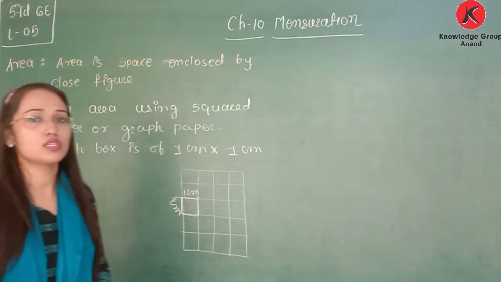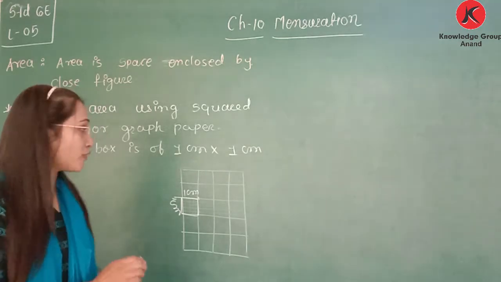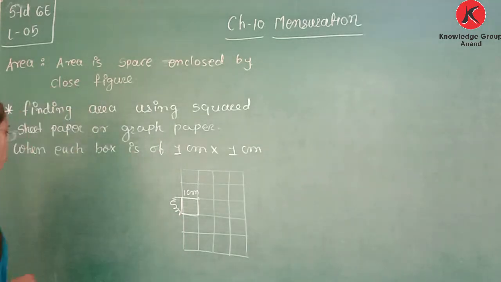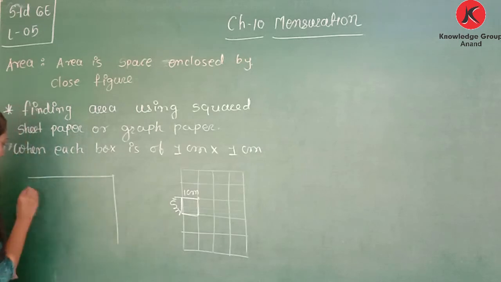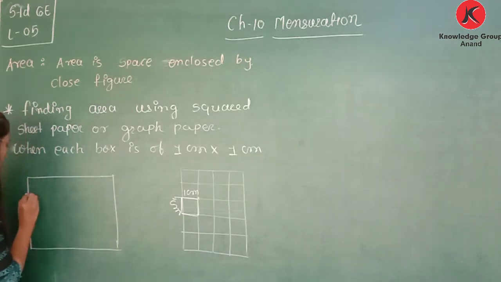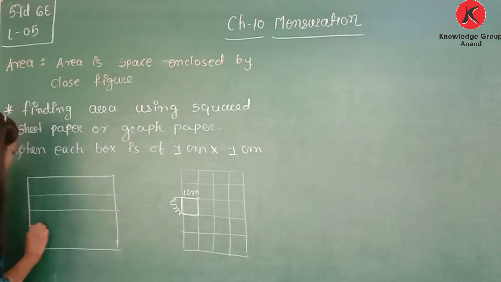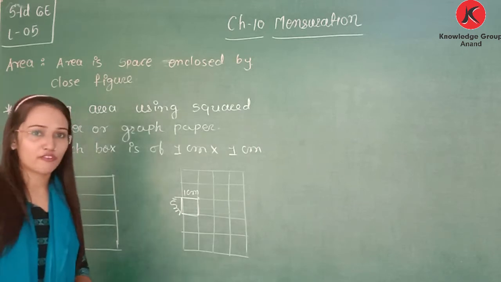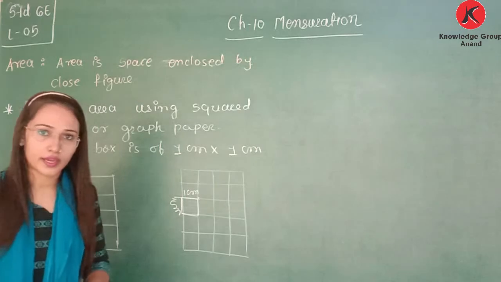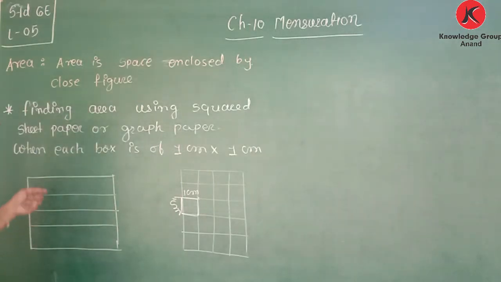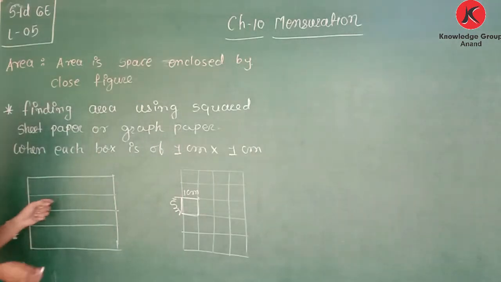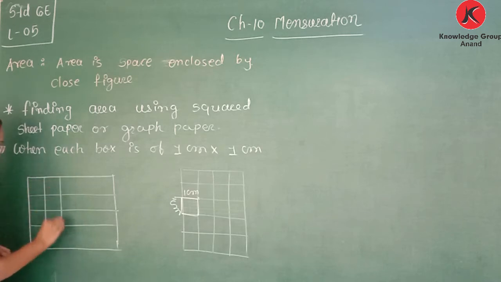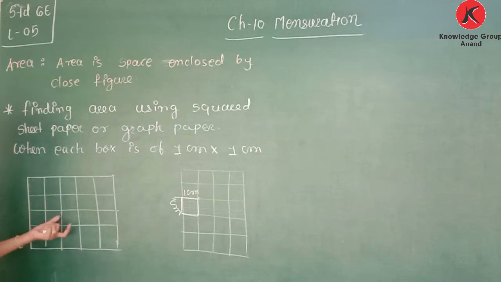Now how can we use this square sheet paper to find the area of any object? So first, take a square paper. Let's consider this is our square paper. In practice, for this example, you can use a graph paper. You can stick your graph paper in your notebook and find the area, or you can make boxes in your notebook like this and then draw an object on that and find the number of spaces occupied by it.